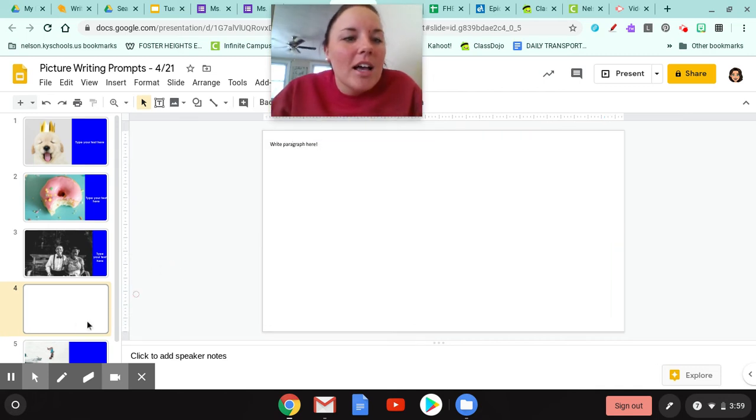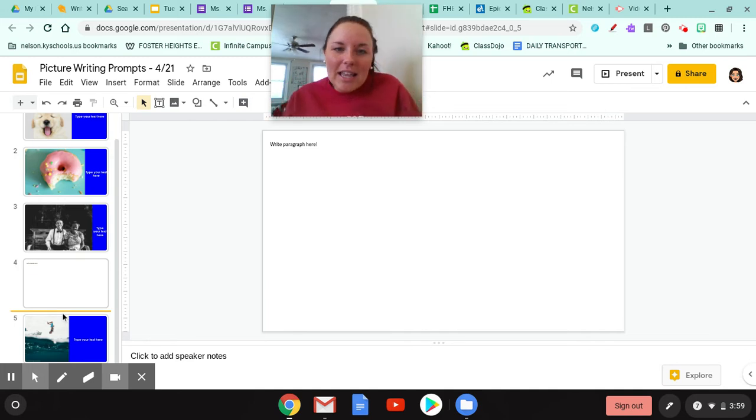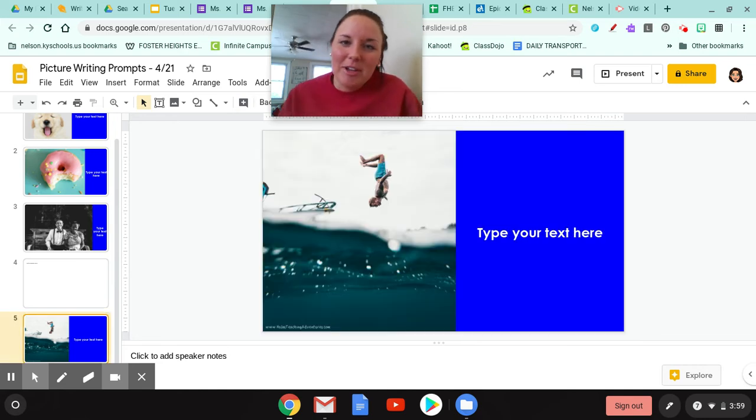Okay, so then the very last one that you're going to do today is... Okay, sorry, my computer froze. It looks like a guy jumping off of a diving board, maybe, or maybe a boat. I'm not sure. So you get to pick: maybe it is what caused him to jump into the water, or maybe it's what he's jumping into. Maybe it's not water. Maybe it's something different.